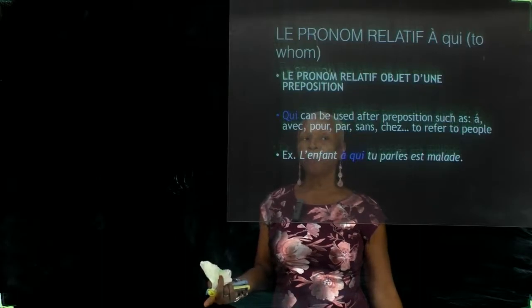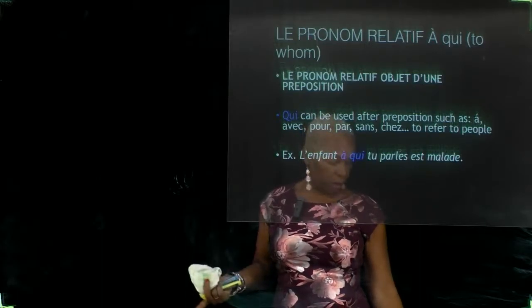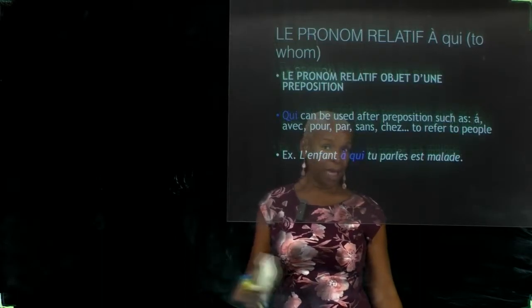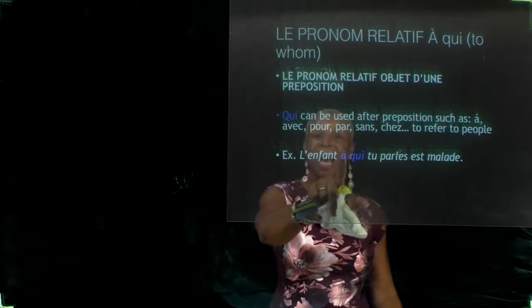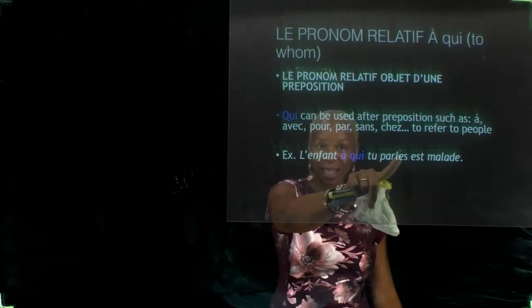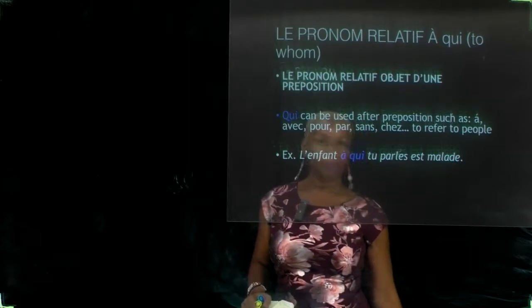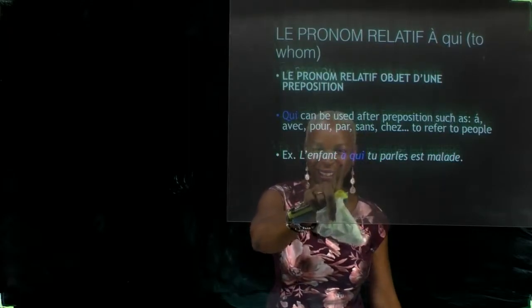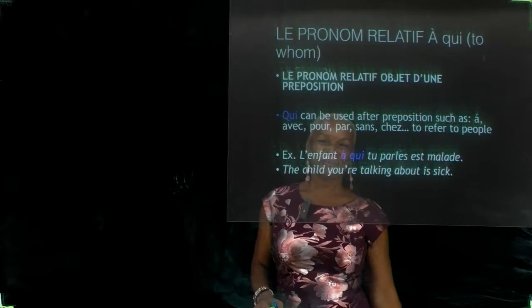L'enfant à qui tu parles est malade. The kid you're talking to is sick. Okay? Tu parles à l'enfant. See? Parler is a verb that comes with à. That's why you have that à right there. It's the same à. Okay?